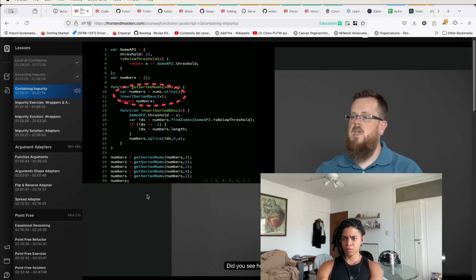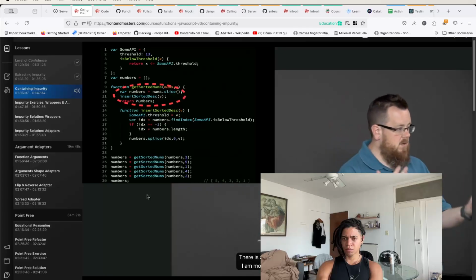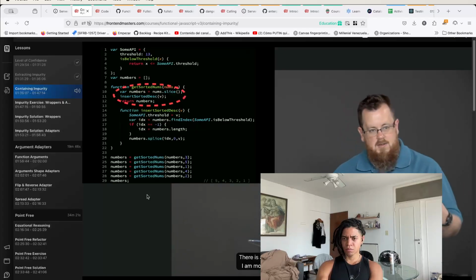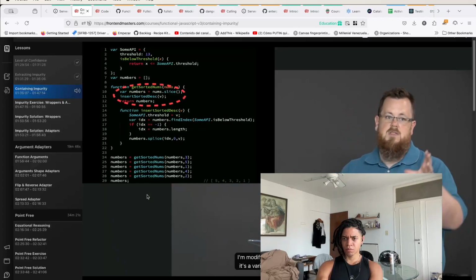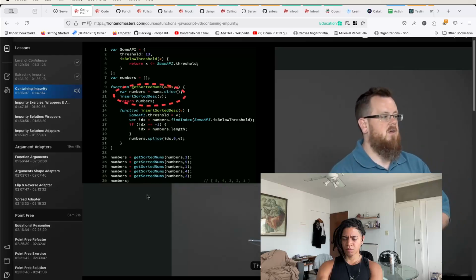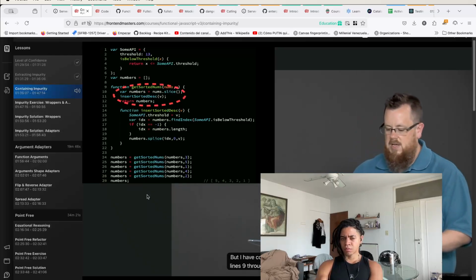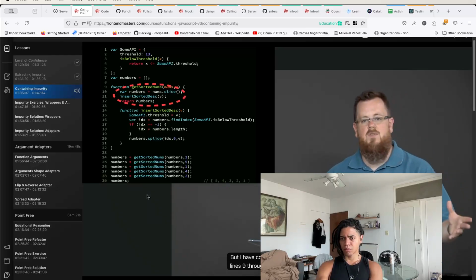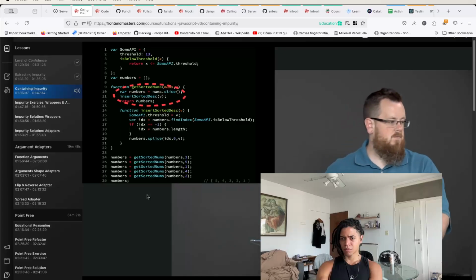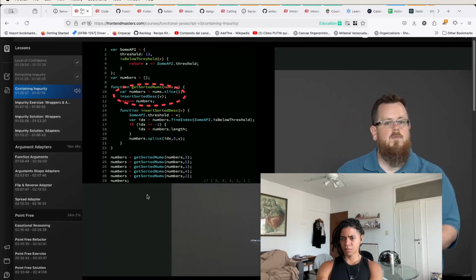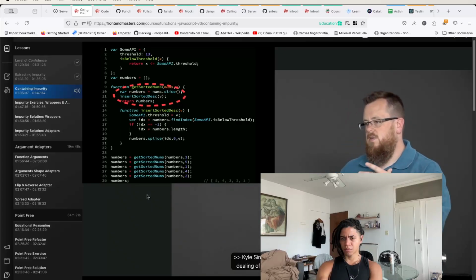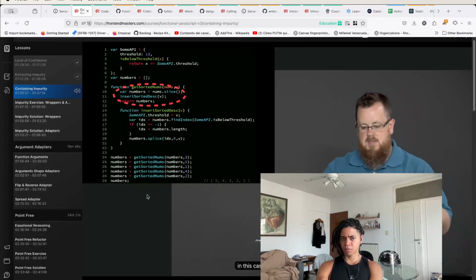Did you see how I contained the impurity? There is an impurity happening. I am modifying that array. And I'm modifying it by reference, and it's a variable outside of myself. That's a side effect. But I have contained that side effect to lines 9 through 22 instead of the global scope of the entire array. That's one way of dealing with impurities. In this case, wrapping a function.